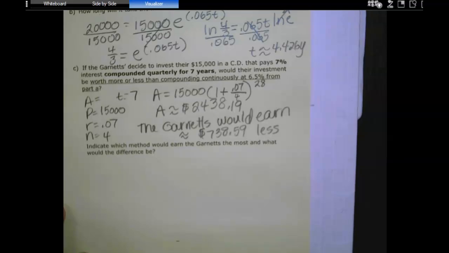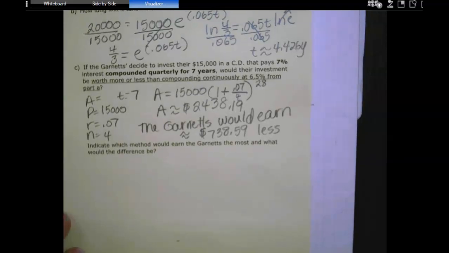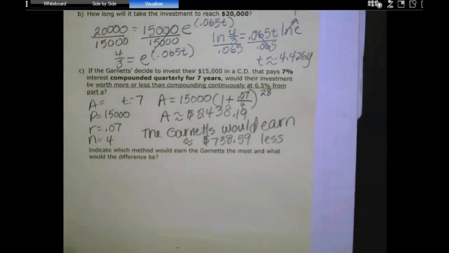Indicate which method would earn the Garnetts the most and what would be the difference. So the continuous would earn them more, right? How would the what would change? How could I earn more with the quarterly? If something changed, how would I earn more? More money. How about a higher percentage, right? If they were doing higher percentage, that might make a difference as well.